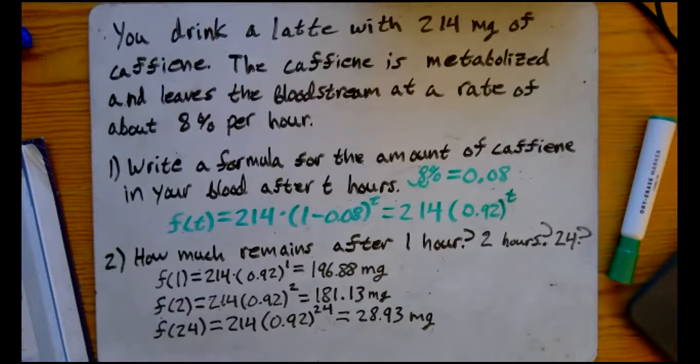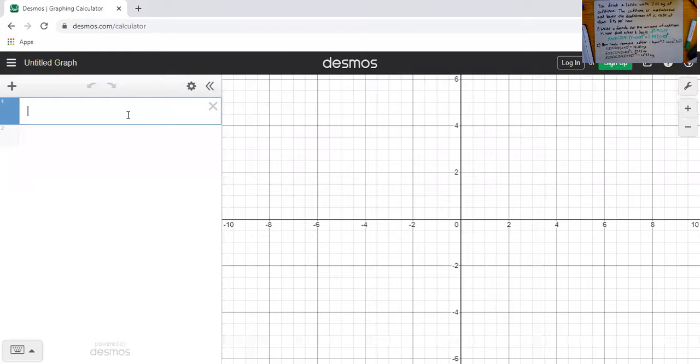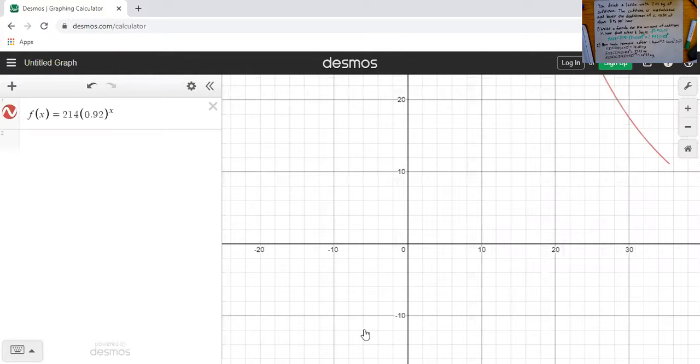Now let's go ahead and graph this using Desmos. Okay, so if we just graph our function here, f of t equals 214 times 0.92 to the t. Desmos only knows how to recognize x. There we go. Zoom out. Okay. Zoom out a little more.